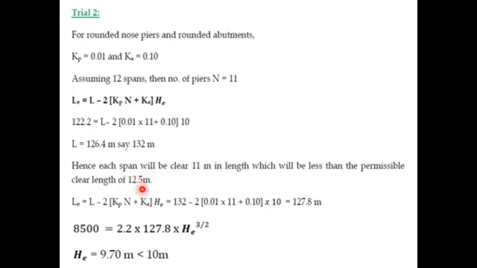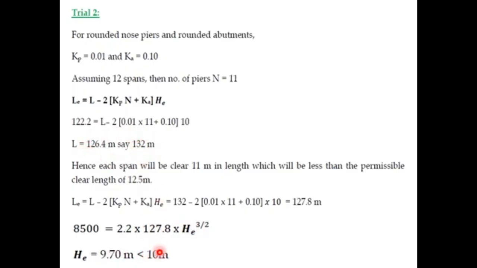Because the maximum clear length should be 12.5 meters, and here the number of spans is 12, we have taken 132. So 132 divided by 12 comes to about 11 meters, which is less than 12.5. So when you take this 132 meter length here and calculate the effective length, because H is 10, we get 127.8. Using this 127, we can calculate the head. So the head is 9.7, which is less than 10 meters, and that's the adjustment that we have done.